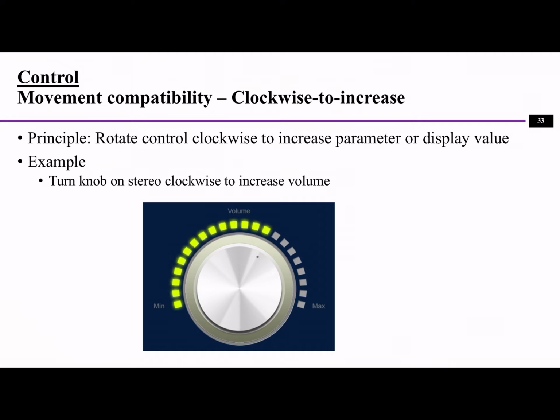Clockwise to increase, for example, our volume can be controlled by turning it clockwise to increase the volume, and counterclockwise to decrease the volume. So these are all compatible with our stereotype of behavior, that is our habit.